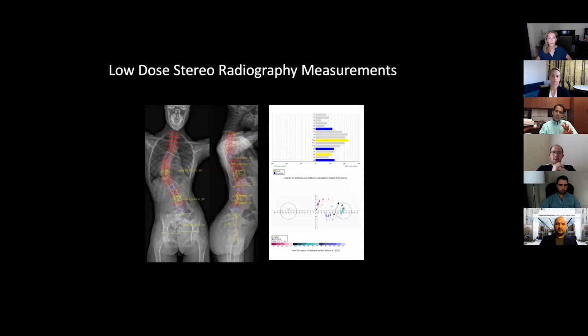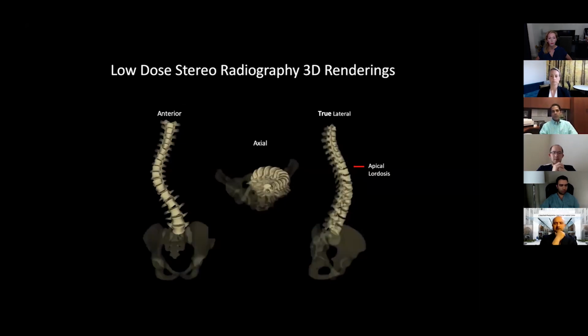In the lower right, you're going to notice that this curve is very deviated to the right. This tells us the plane of maximal curvature is right and slightly posterior. And these are the things we want to reassess and correct during surgery when we're looking at 3 dimensions. So this is a surface rendering of the same patient standing up, showing you anterior, axial, and the true lateral.